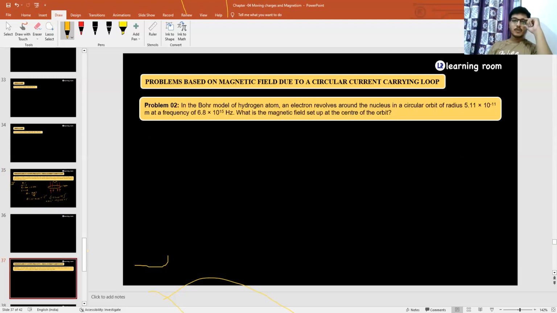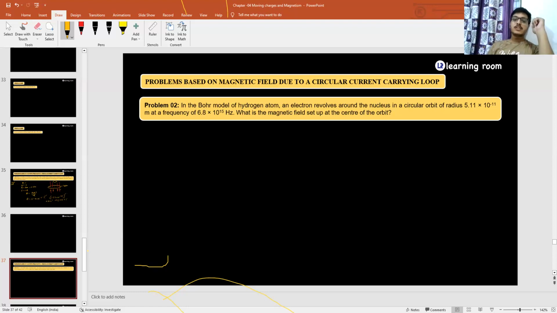It says that in a Bohr model of hydrogen atom, an electron revolves around the nucleus in a circular orbit of radius 5.11 into 10 to the power minus 11 meter at a frequency that is given. So what is the magnetic field set up at the center of the orbit? Now see, I'll be giving you some hint.